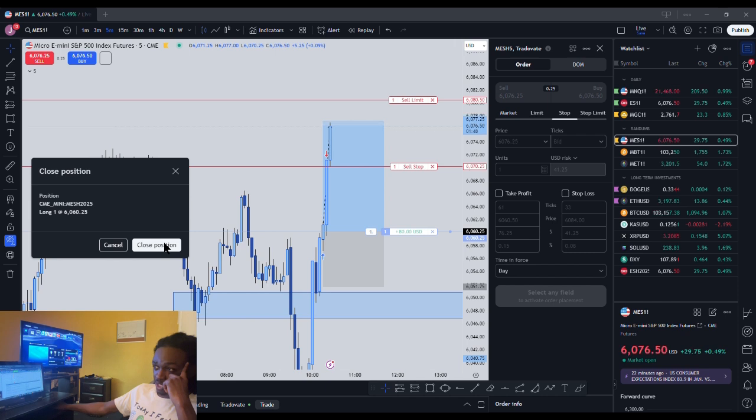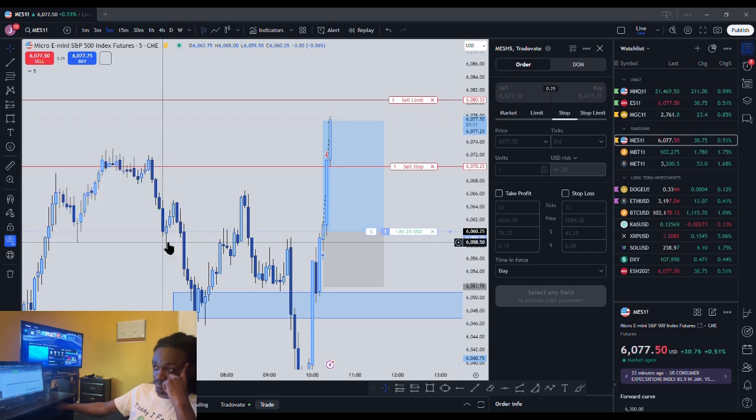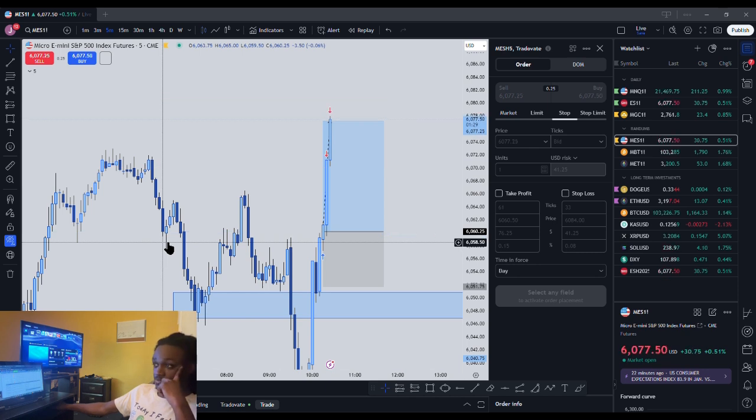All right, TP2 is like a couple ticks away. Literally, it's like one point away. But the sellers are literally trying to. All right, boom. TP2 just hit. All right, and I just closed my position.